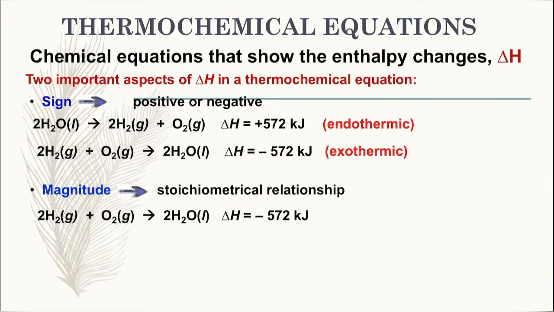This equation shows that if 2 mole of hydrogen is burned in 1 mole of oxygen, an amount of 572 kilojoule of heat energy is released. Now, what do I have to do if I want to find out the value of enthalpy for the combustion of 1 mole of hydrogen gas?